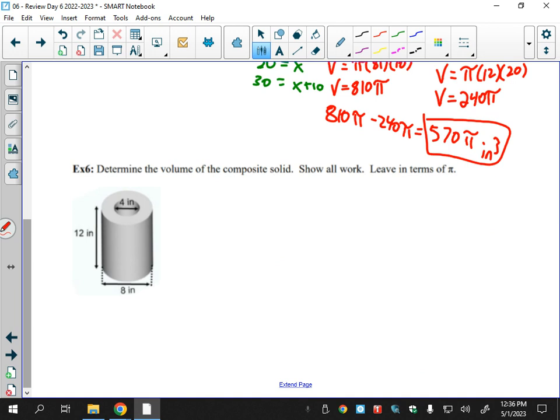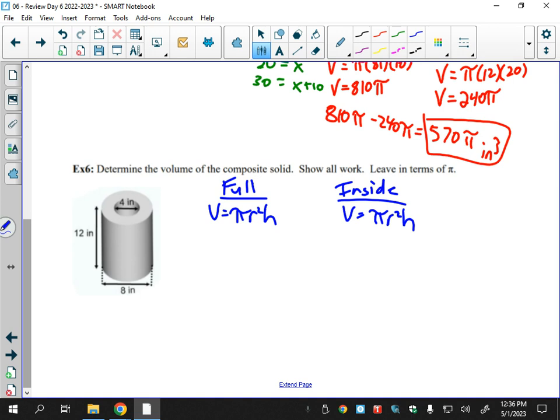Last question, we're asked to determine the volume of a composite solid. So I see that's a full cylinder with sort of an inside cylinder carved out. And we're going to show all our work and leave it in terms of pi. So 2 cylinders, we've got the full cylinder, and then that small inside cylinder, so both use pi r squared h.